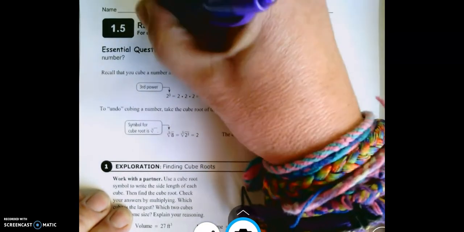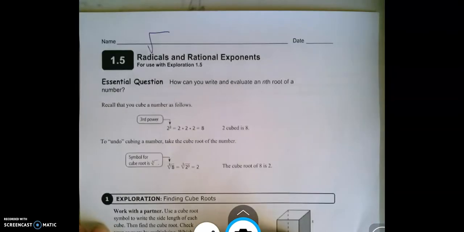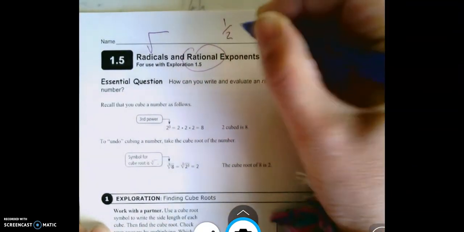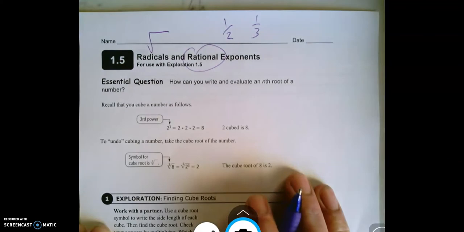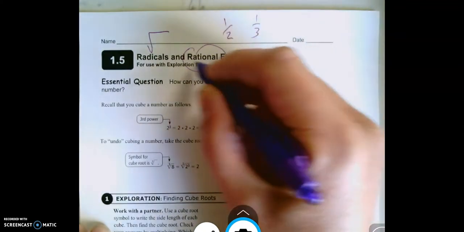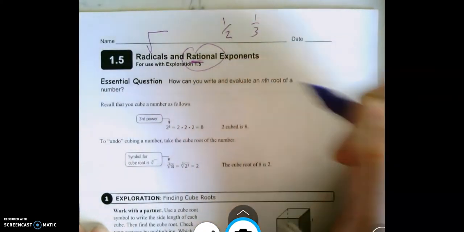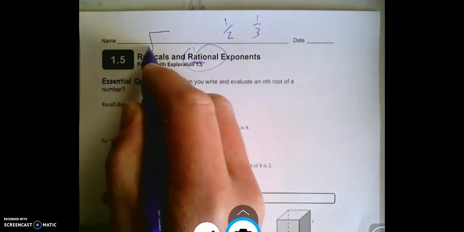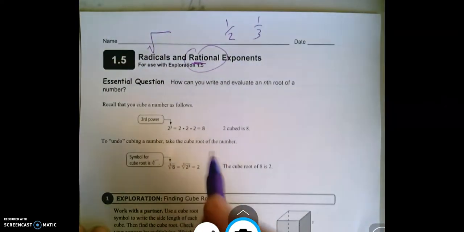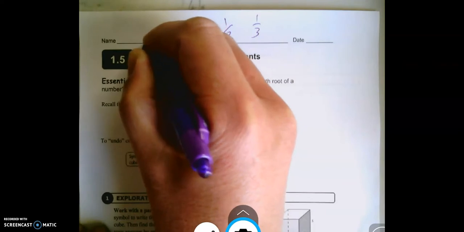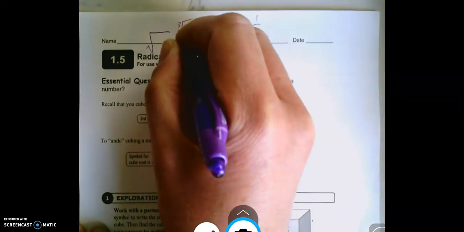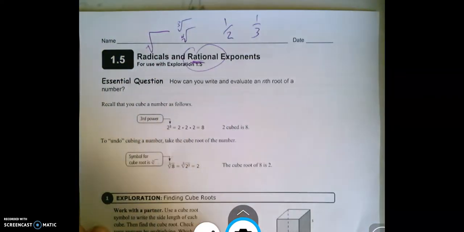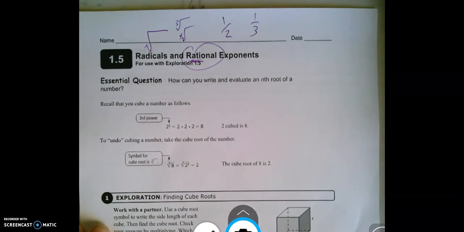Okay, so the title is Radicals and Rational Exponents. First off, radicals are the square root symbol. And rational exponents: rational just means a fraction, like 1/2 or 1/3. Rational is a ratio, so 1/2, 1/3, that's how you can write a ratio. And radicals are the square root symbol. The difference is it doesn't have to be a square root. It could be a third root, a fourth root, a fifth root, and that's what we want to go through in this section.